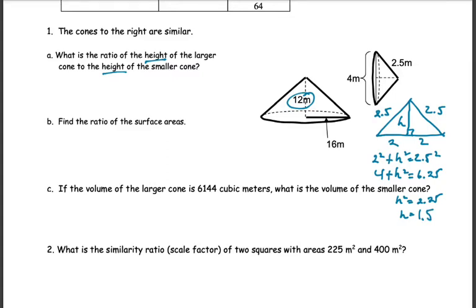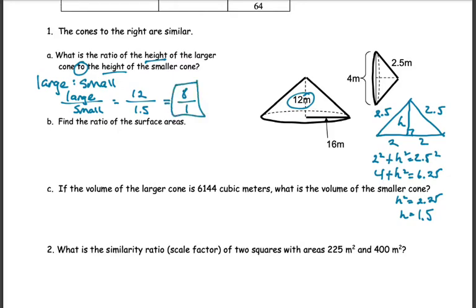So when you do the ratio of the heights, it tells you here it wants the height of the larger cone to the height of the smaller cone. So you're doing large to small. We can use a colon to show that too. Another way to write it would be the large one on top in a fraction with the small on the bottom. So the large height is 12, the small height is 1.5. And if you want to simplify that, you can plug it in the calculator and it'll tell you it's just 8/1. So this is the simplified. Remember, we always want to simplify it.